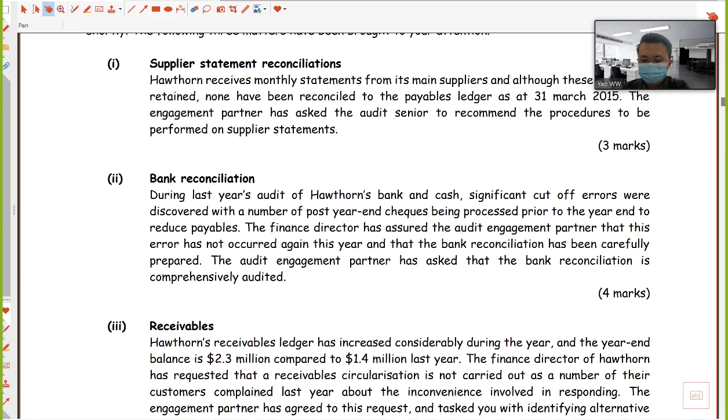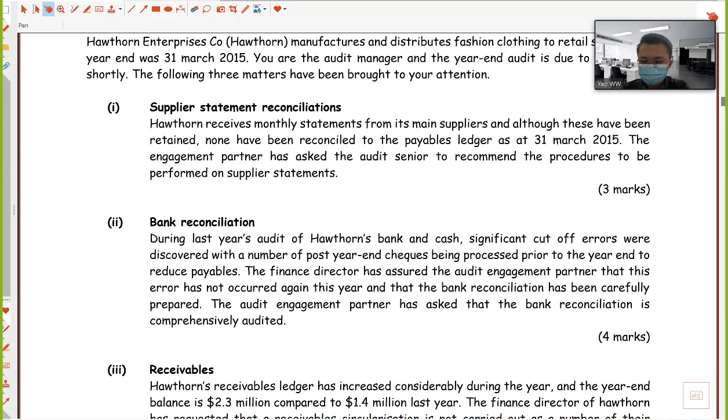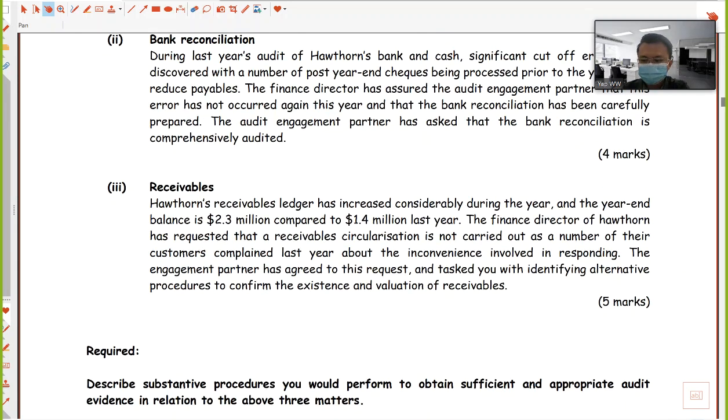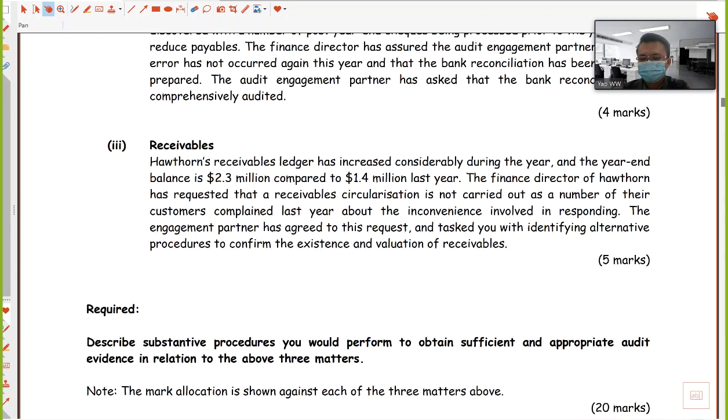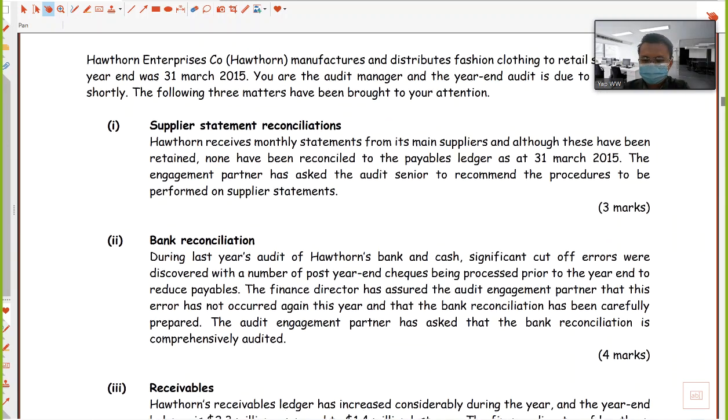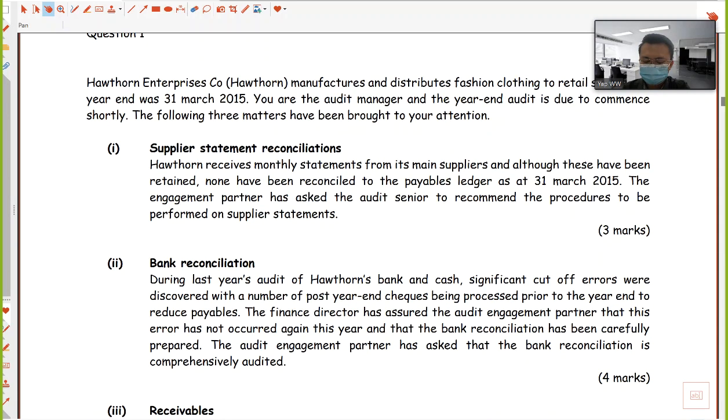Usually the other requirements relate to the auditor's report and some theoretical aspects about the auditing standards. So the question is very standardized. It asks you to put down procedures, and then what if they don't make the changes? What will happen to the auditor's report? The auditor's report usually has a 5 marks requirement. So it's like that. Now we practice how to write the substantive procedures.